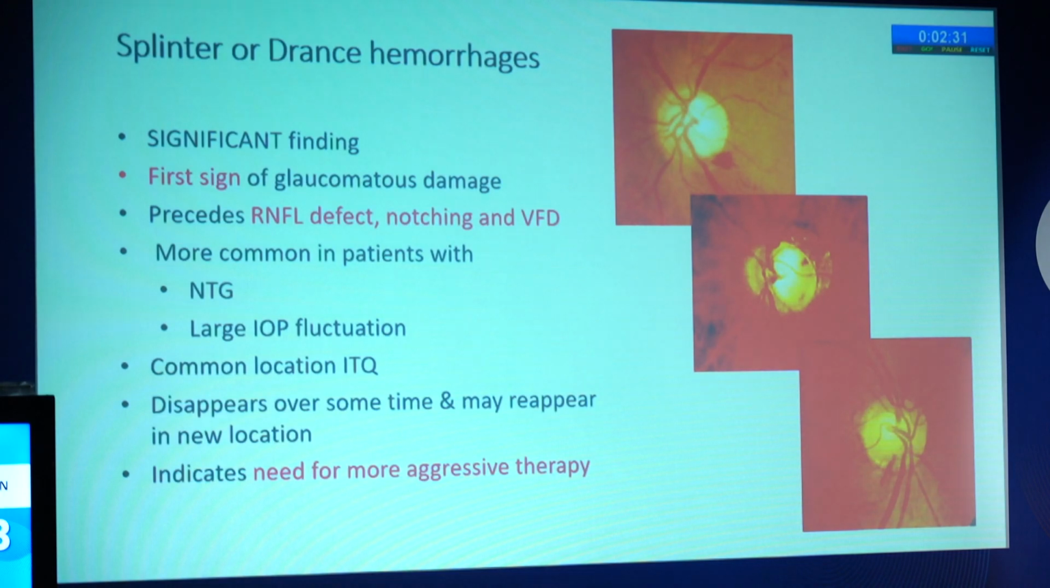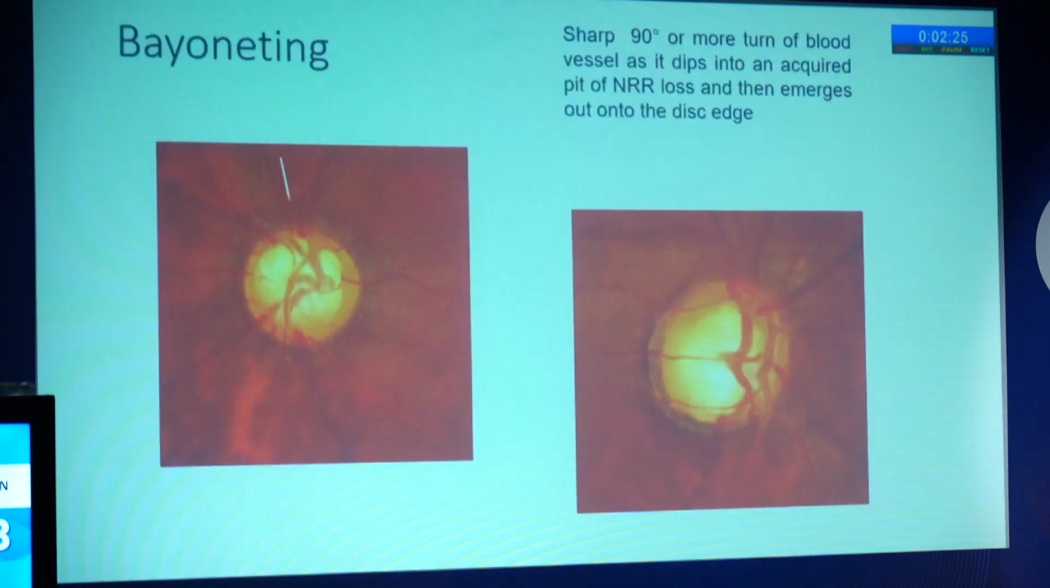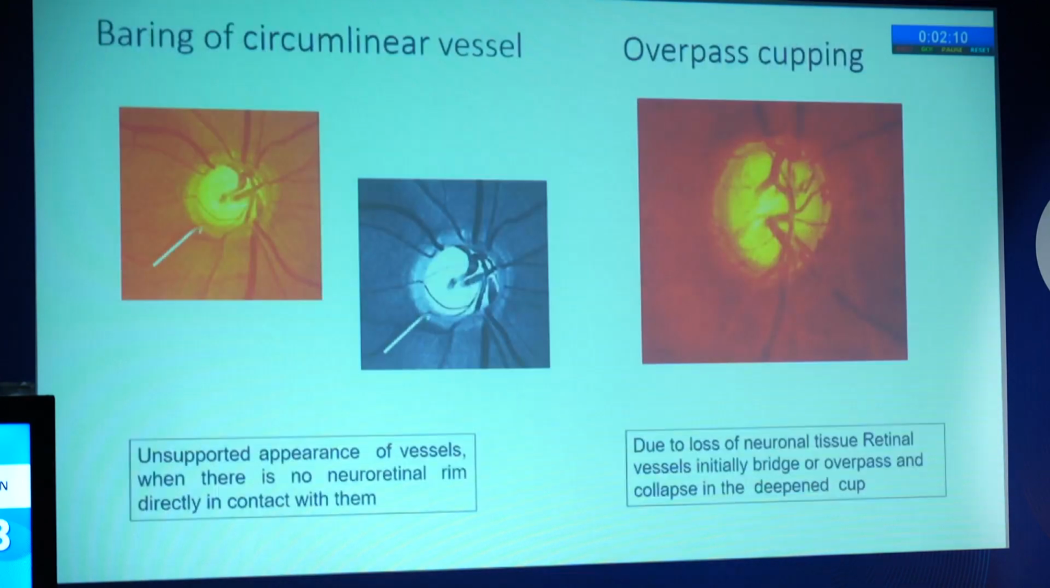is common in the inferior temporal quadrant, and these patients need more aggressive therapy. If you see this, it is more found in patients with normal tension glaucoma. So bayoneting is a common sign where the retinal vessels, when they traverse the optic NRR, bend across 90 degrees at the optic edge. So this is called bayoneting.